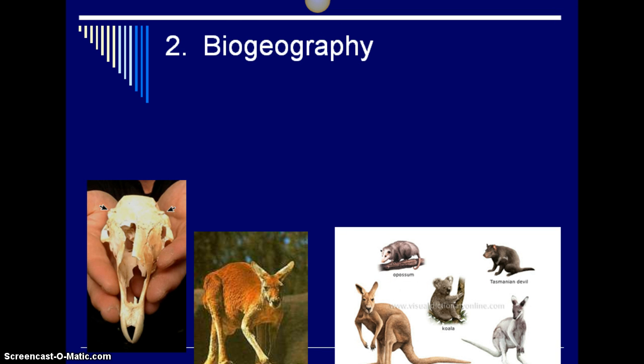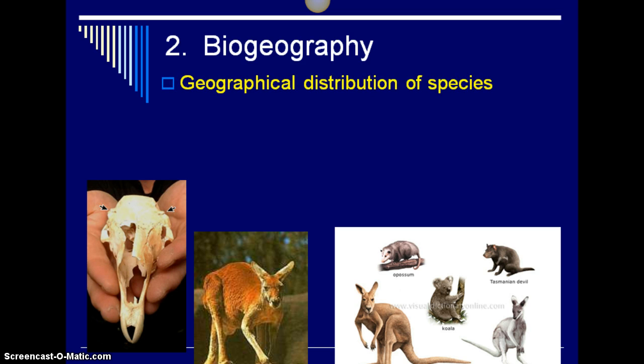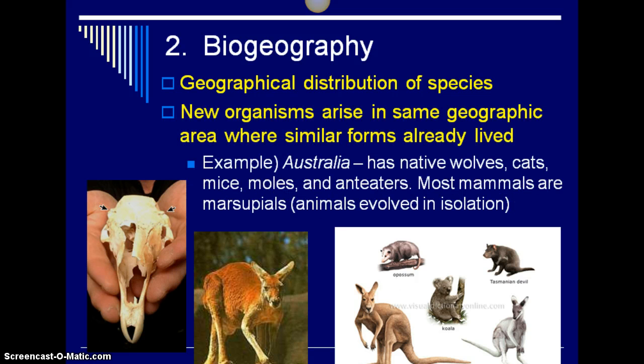Okay, number 2 is biogeography. So the geography of living things is what that word means. And it's going to be our geographical distribution of the species. So new organisms will arise in the same area, the general geographic area where similar forms already lived. And so this is going to show us that we see that transition from something, an original kind of form of an organism, to kind of the things that we see today.